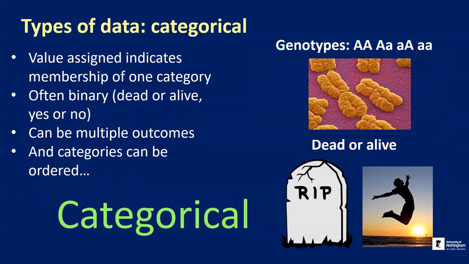formal types. And there's a major division between categorical and quantitative data that I want to deal with, and then within those types there are various subtypes that we might think about. So categorical data are data where the values that you're recording indicate membership of a particular category.